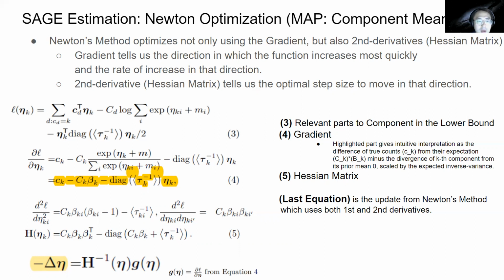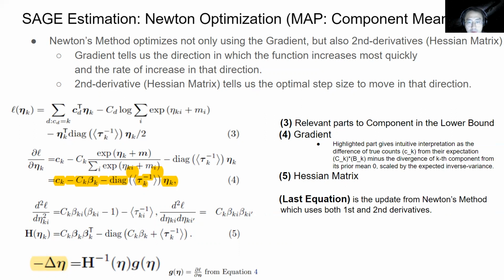So in terms of equations, you can see that equation 3 here is in total, because we are dividing the lower bound into two parts: the first part accounts for the component mean, which is equation 3 here, and also the component that accounts for the variance of the component, which we'll see in the next slide.